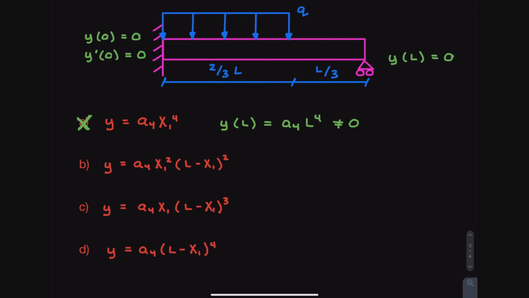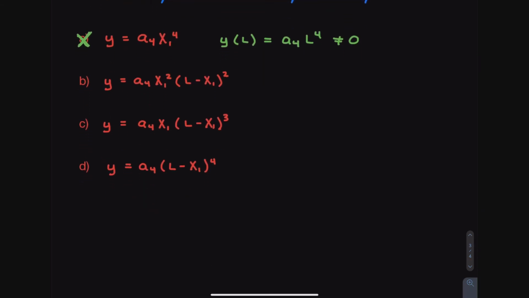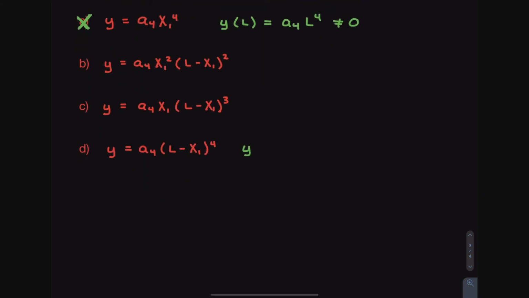The next one that's very obvious, that does not obey, is equation D. The reason is that if we look at y at 0, what we get is a4, and then inside the brackets we have L minus x. So L minus 0 is just going to be L, and this, of course, will be to the 4th. We know from the fixed end that this must be equal to 0, and since this is not equal to 0, we know that D does not satisfy the boundary conditions.